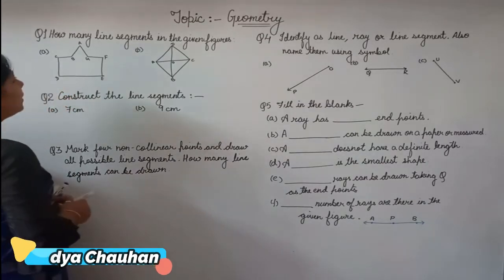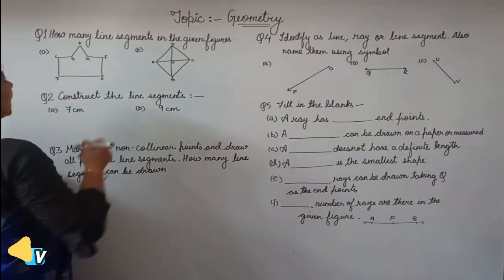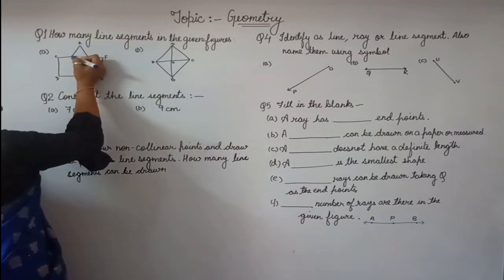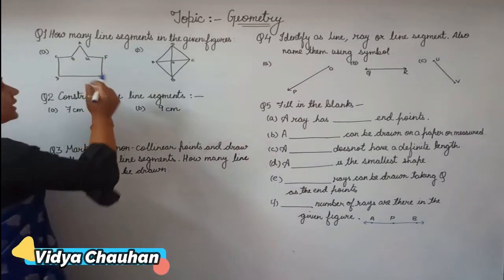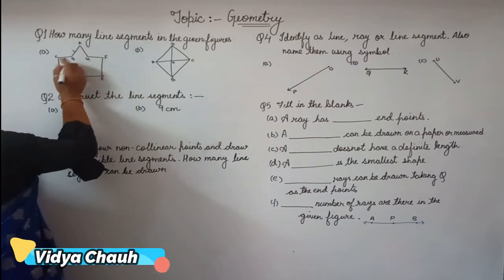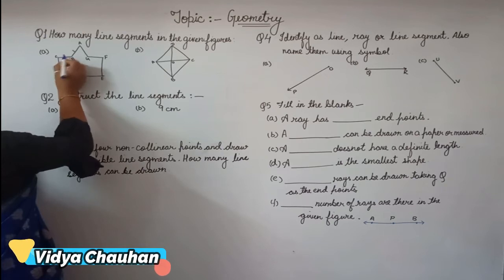So counting up with the line segments very first, as you can see the namings are given. So the first line segment will be A to B. Line segment is basically a fixed length. So A to B, this is our first line segment. B to C, second line segment.